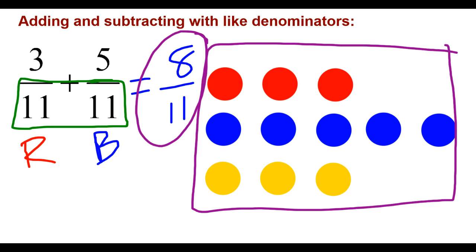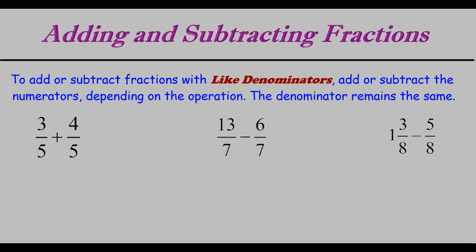So what we said in class today that I'm going to ask you to write down right now as part of your notes is this idea here. To add or subtract fractions with like denominators, we just add or subtract the numerators depending on what the operation is, and the denominator remains the same. So go ahead, write this down. Do these 3 quick practice problems while you're at it. We'll go over the answers there, and then we'll move on to the next part.